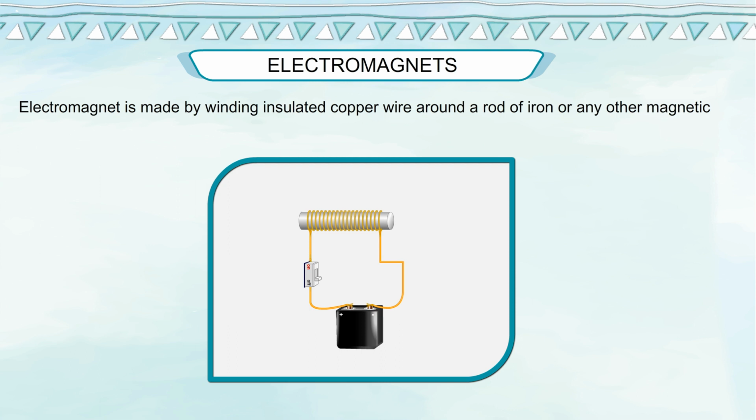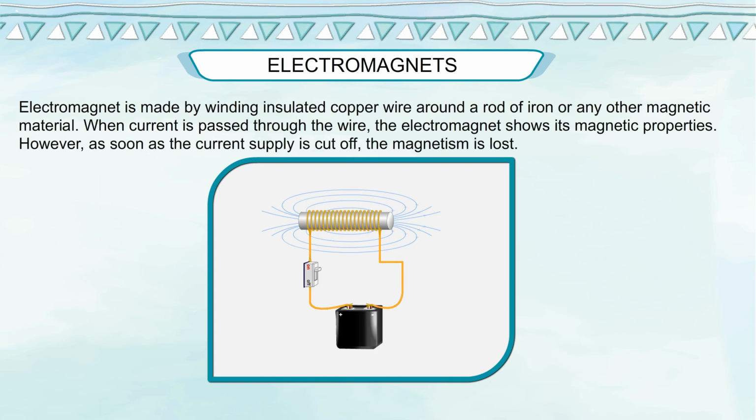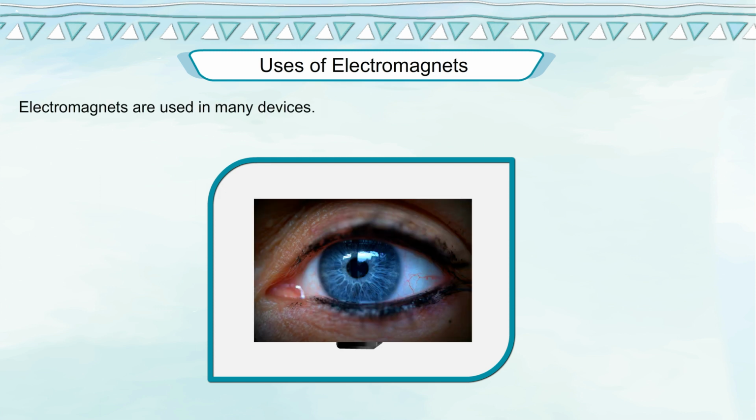Electromagnet. Electromagnet is made by winding insulated copper wire around a rod of iron or any other magnetic material. When current is passed through the wire, the electromagnet shows its magnetic properties. However, as soon as the current supply is cut off, the magnetism is lost. Uses of electromagnets. Electromagnets are used in many devices.